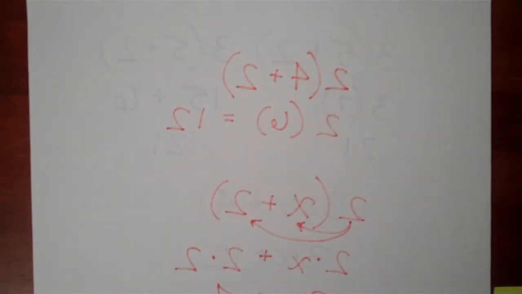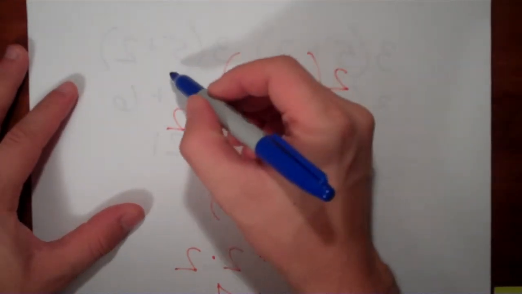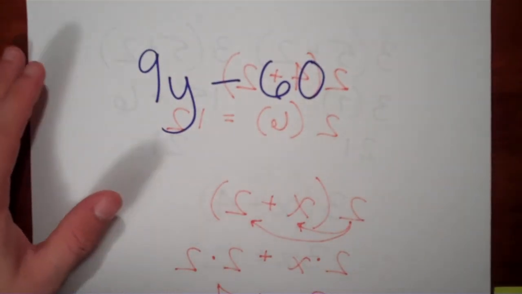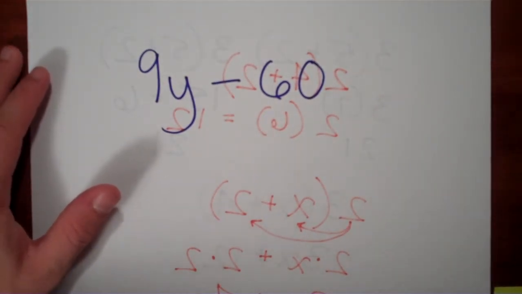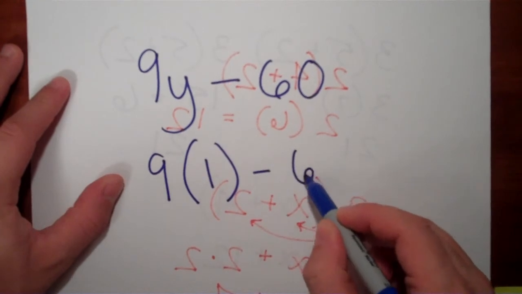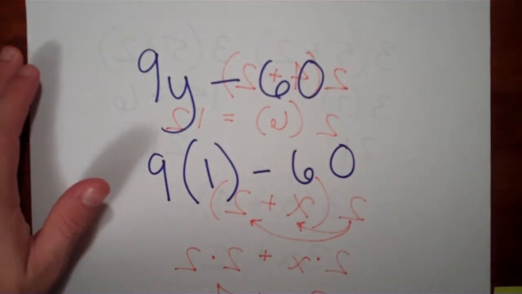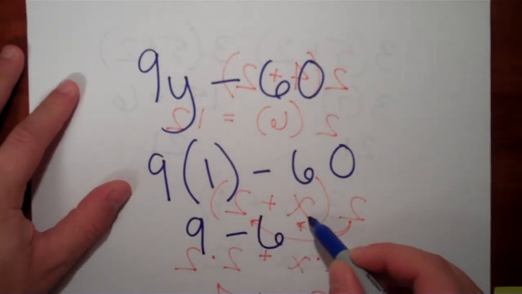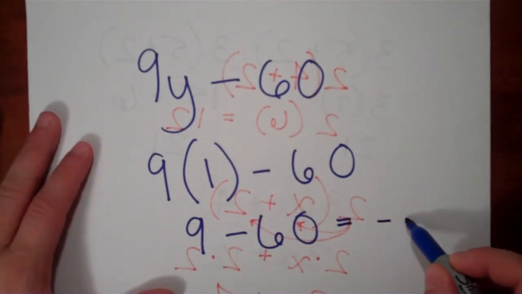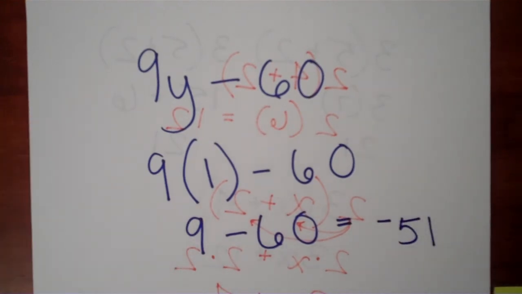Let's evaluate this last one. Hopefully you can see it. We had 9y minus 60, and it says that y equals 1, so all we got to do is plug in 1 for y, take away our 60. y equals 1, so that's just 9 minus 60, which if you start at 0 on the number line, you go up 9, you start at 9, you take away 60, so you're going back to the left 60 spaces, you're going to end up at negative 51, and that would be your answer.